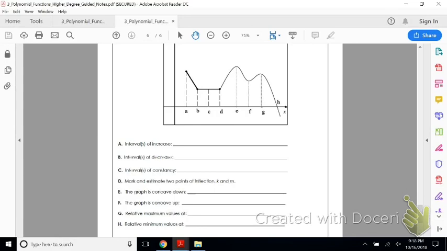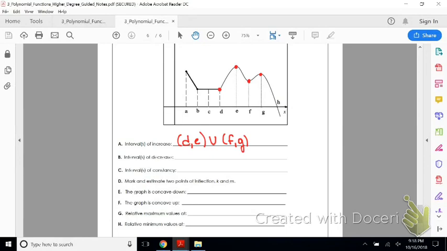Alright, so we want intervals of increase. We've done this before. Increasing is just where it's going up. So I can see here from D up to here where my x value would be E. So from D to E. Did we have anywhere else that was increasing? Well, right here from F to G. And nowhere else.